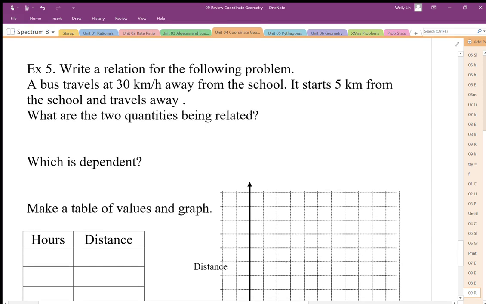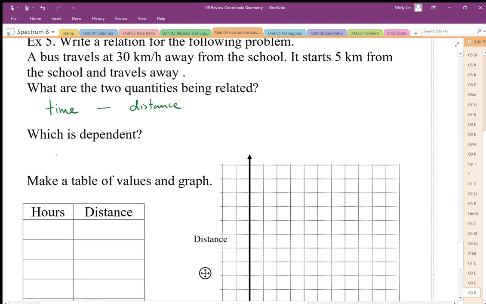So here's a word problem. And again, even in the word problems, we still need a rate and a starting point. So here I have a bus traveling at 30 kilometers an hour, and it starts at 5 kilometers from the school. So the quantities being related are time and distance from school. So which is the dependent? The dependent is distance.